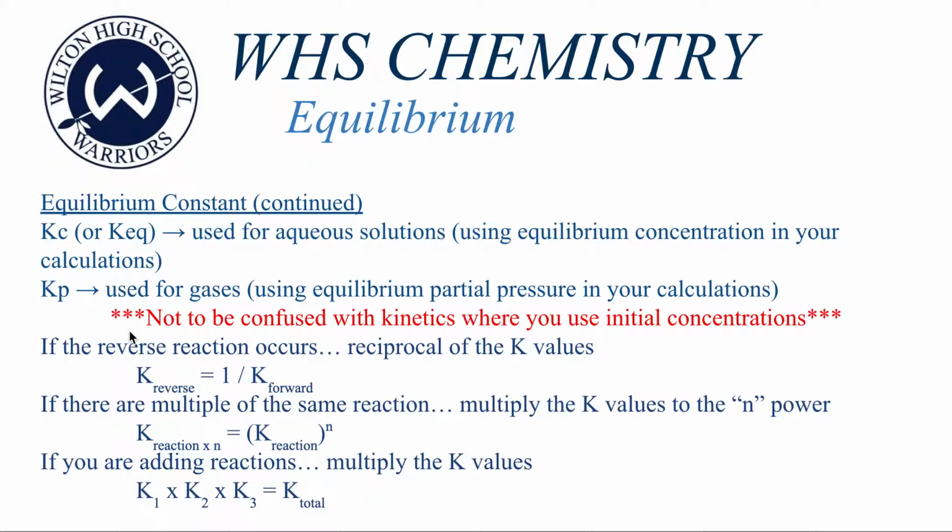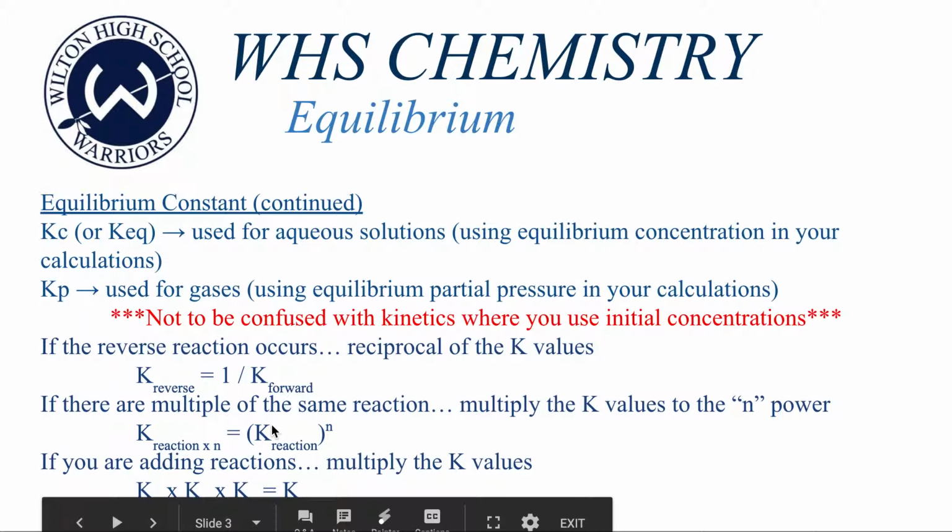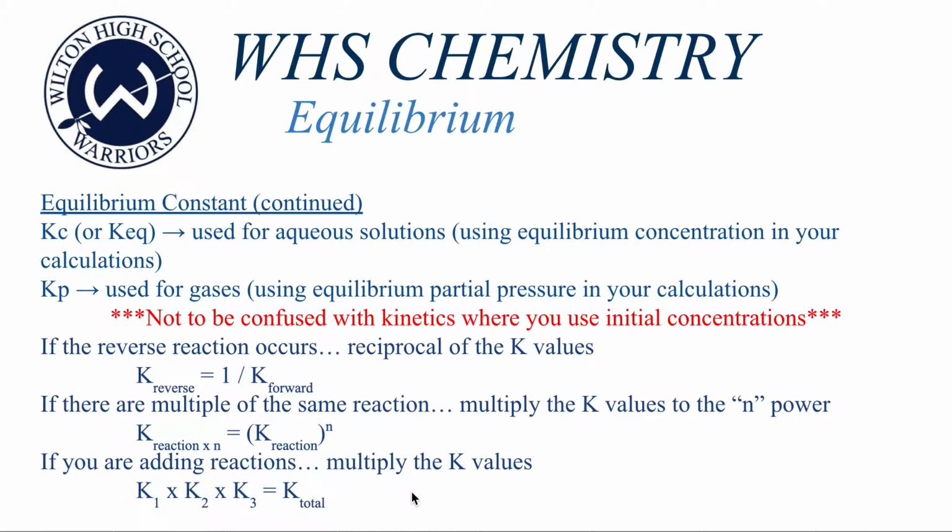So if the reverse reaction occurs, it would be the reciprocal of the K value. So the K of the reverse is equal to 1 over the K of the forward reaction. If there are multiple of the same reaction going on, you multiply the K values to the n power, which goes off of this rule that if you're adding the reactions, you just multiply the K values. That's just something you have to memorize, but it's not too tricky.